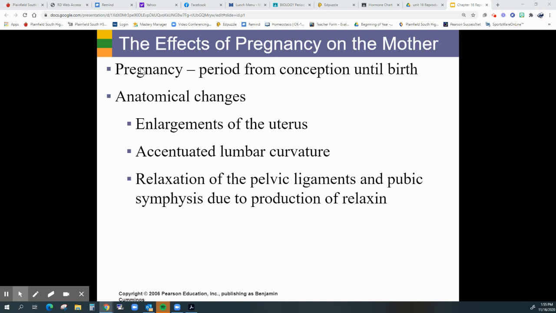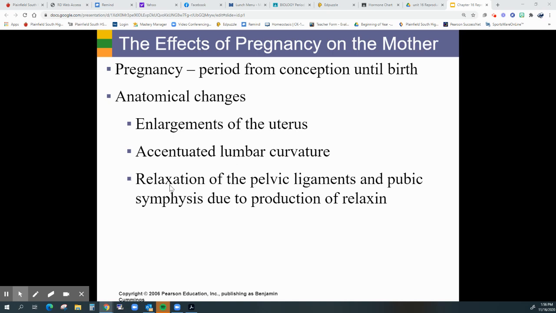The pregnancy itself can have quite a few effects on the mother. A pregnancy is just termed as the period of conception until birth. There are several anatomical changes that will happen to the mother as well as physiological changes. Anatomical changes, obviously the uterus will start to enlarge to accept the growing baby. We start to see an accentuation of the lumbar curvature, that curvature of the lower spine, again trying to support this weight that's going to be coming.